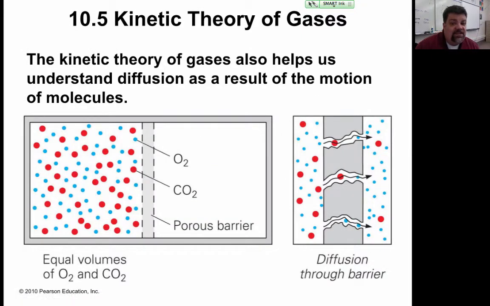So the kinetic theory of gases also helps us to understand diffusion as a result of motion of molecules. So if I have a porous barrier that has oxygen and CO2, if we increase the temperature, and this was equal volumes of CO2 and oxygen. So this is one way to allow oxygen to filter through but capture carbon. And this is stuff that I've witnessed at Notre Dame, hanging out with the energy group there.